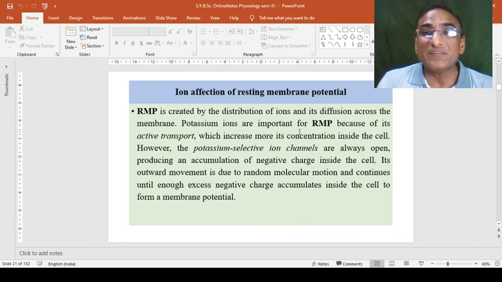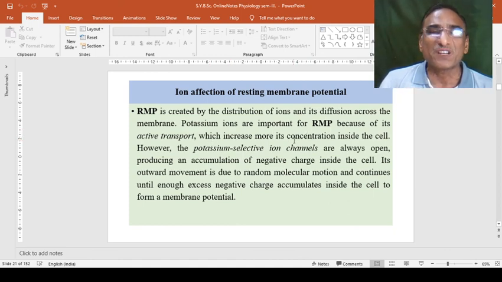Potassium ions are important for resting membrane potential because of active transport. Whenever energy is needed for the transport of ions, this is called active transport. And if energy is not needed, if it is transported directly as per the role and structure of ions, then it is passive transport. Active transport increases potassium concentration inside the cell. However, the potassium selective ion channels are always open, producing an accumulation of negative charge inside the cells.